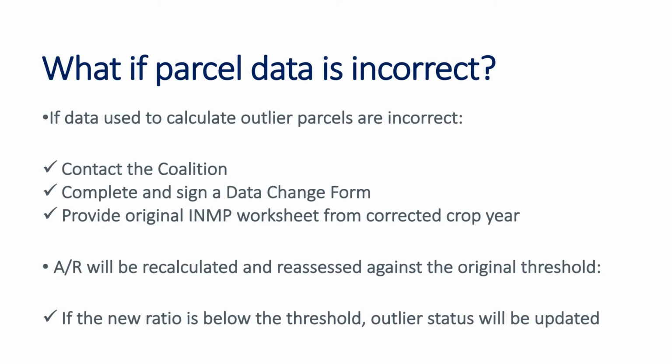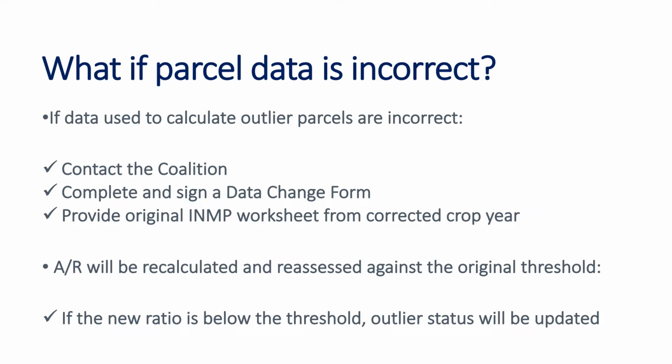The report that we sent you that identified those parcels as outliers may have incorrect information. So what do you do if you see that maybe you reported the wrong number? Well, first off, contact the coalition. Give us a call, send us an email, and we will look at the records, and you can send a modified crop report, irrigation and nitrogen management plan.